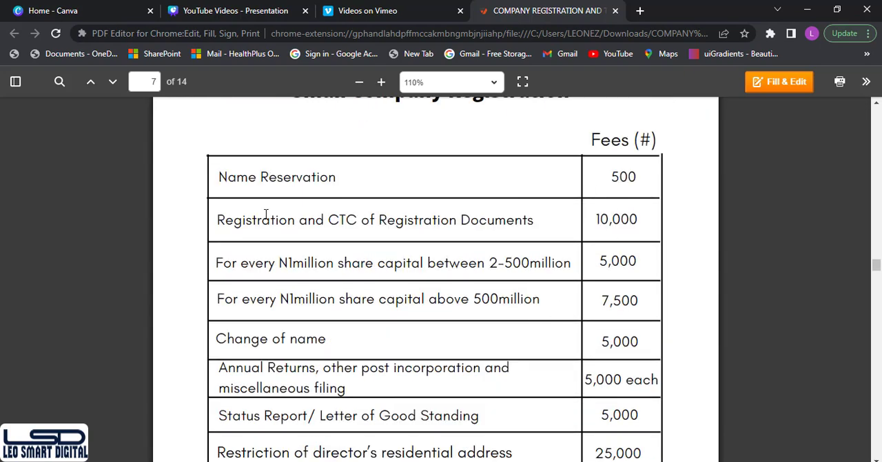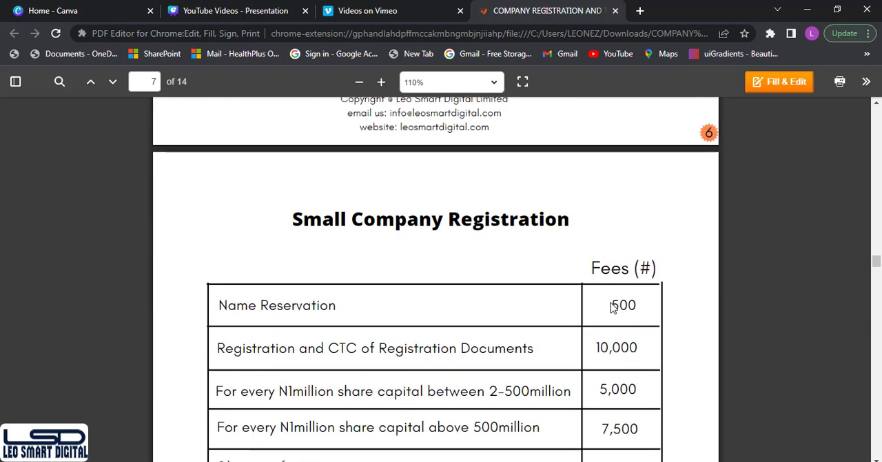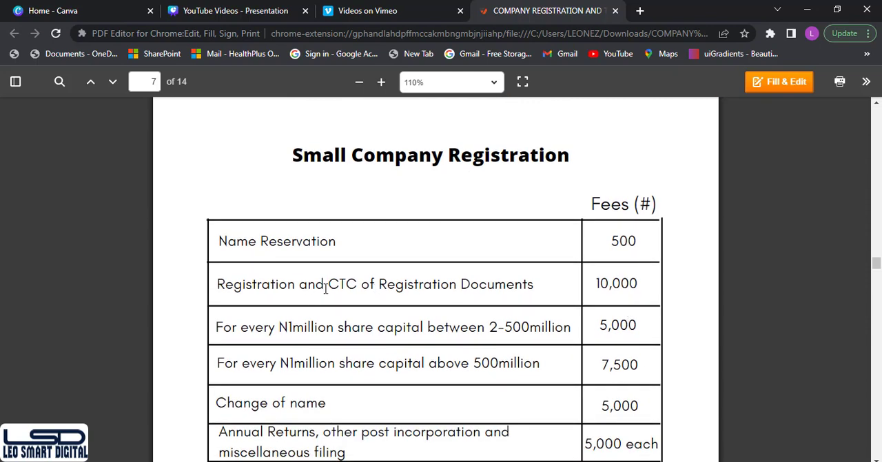And for the small company, name reservation is 500. Registration and CTC of registration documents, 10,000. That is for a company of 1 million shares and below. Now for every 1 million share capital increase, if you are registering more than 1 million, for additional 1 million up to 500 million shares, each additional 1 million shares will cost 5,000. Now above 500 million, additional 1 million shares will attract 7,500.